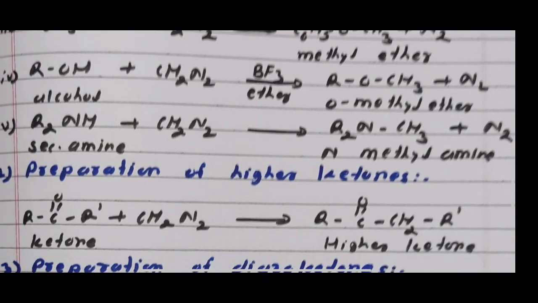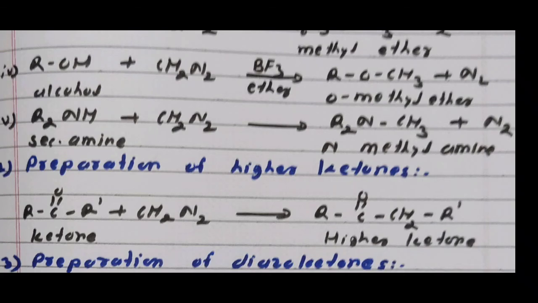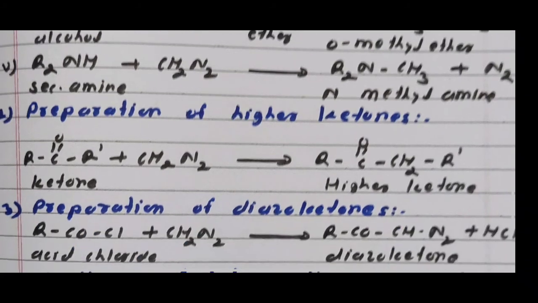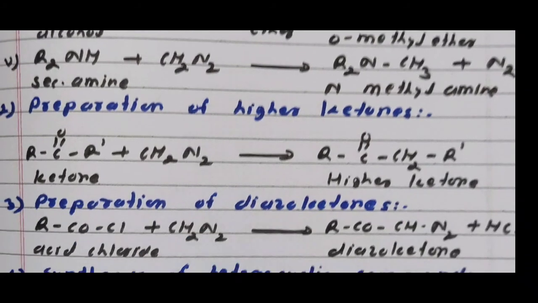Then the second application of diazomethane is the preparation of higher ketones. I am showing here the reaction for preparation of higher ketone: RCOR' plus CH2N2 forms RCOCH2R'. This is the higher ketone. The second application of diazomethane is the preparation of higher ketone.